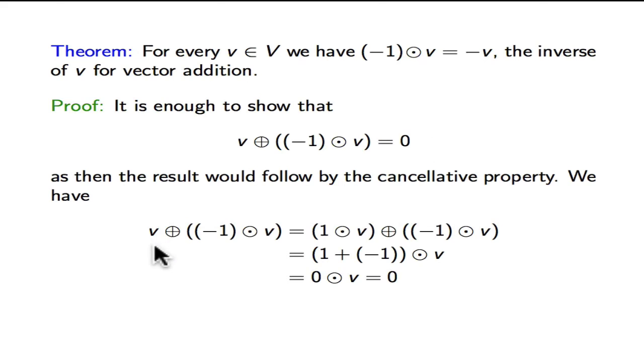And what do we have? We start with v plus (minus 1 times v). And in order to use the distributive property, we write v in the form 1 times v. So this is equal to 1 times v plus minus 1 times v. By the distributive property, this is (1 plus minus 1) times v. So this is equal to 0 times v, which by our last result is equal to 0. And here we haven't been so explicit, but this 0 here is the 0 of the field, and this 0 here is the 0 of the vector space.